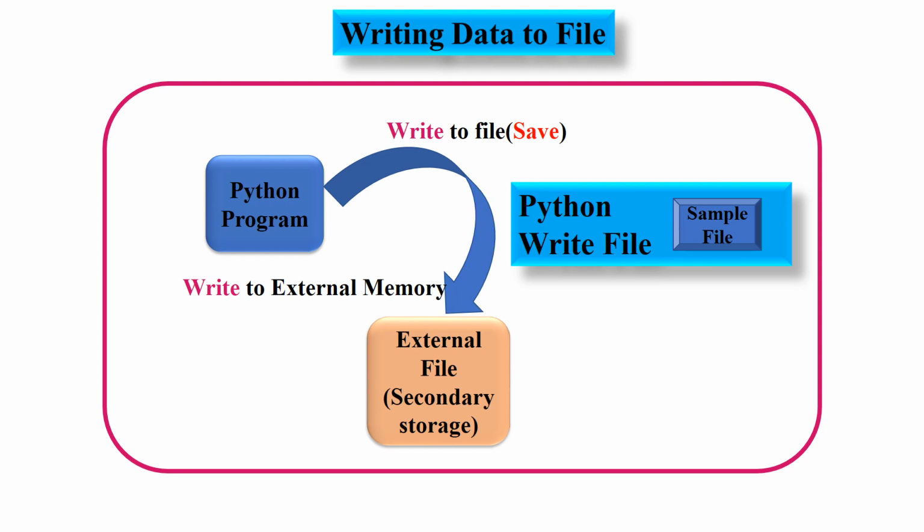Now, look at this picture. A file is a collection of data stored on a storage device. It can be a text file containing human-readable characters or a binary file containing non-textual data like images, audio, video, etc. Let's see about the write operation. A write operation refers to the process of saving data to a file in the external file, secondary storage. In Python, you can perform write operations to create, update, or modify the contents of a file.